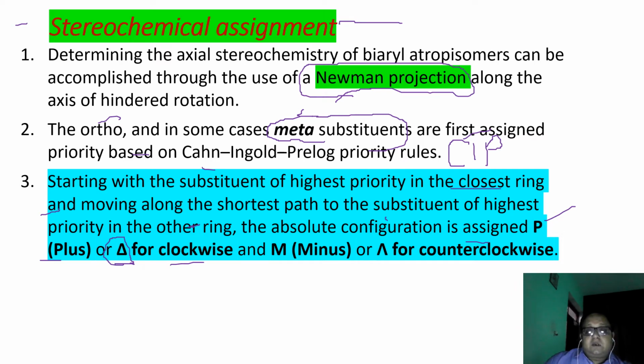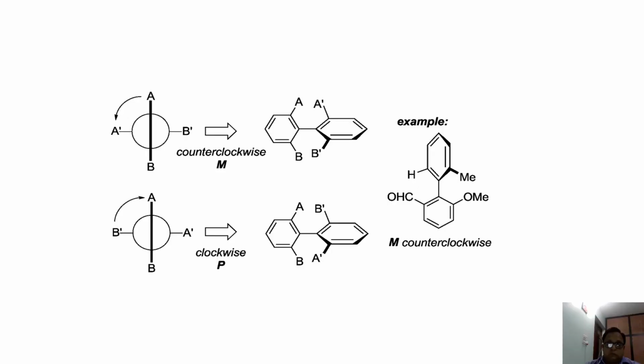If one moves in the counterclockwise or anti-clockwise direction, then the assignment is M or minus, and it is also represented by this symbol. I will take up this discussion in the next slide with an example.